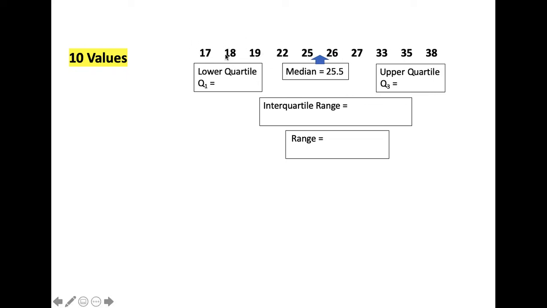Below that median, there are 5 values, and those 5 values have a clear middle value. So the lower quartile is 19, and the 5 values above have a clear middle value. So the middle value is 33. The upper quartile is 33. The interquartile range is 33 minus 19, which is 14. And then the range is the highest minus the lowest. 38 minus 17 is 21.